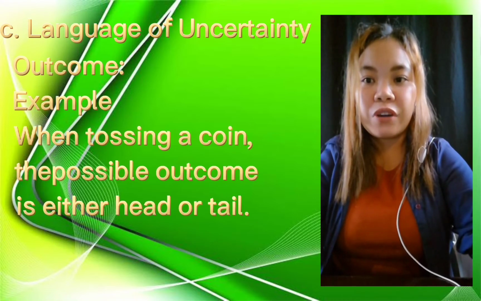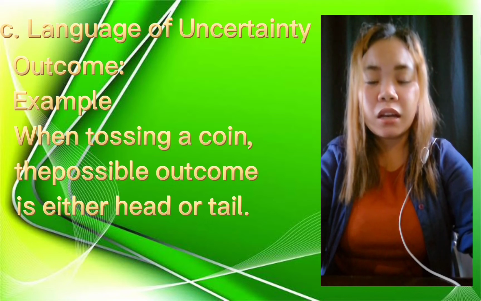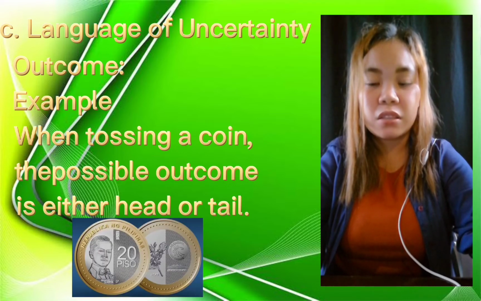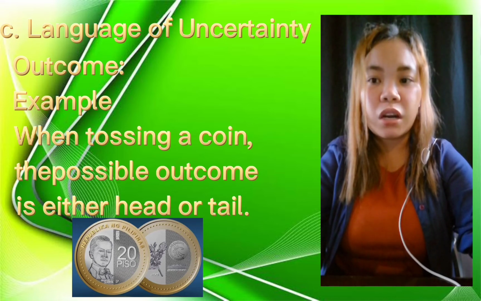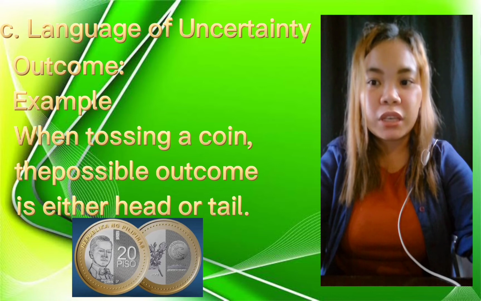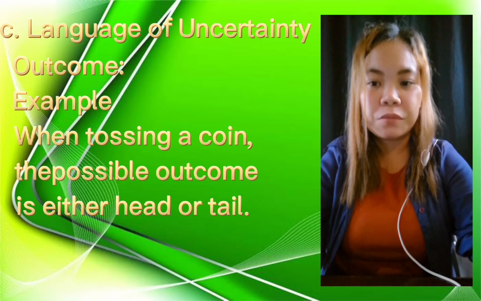The example of outcomes: in a coin toss, the outcomes will be either heads or tails. Those are only 2 outcomes possible for tossing a coin. That is an example of outcomes.